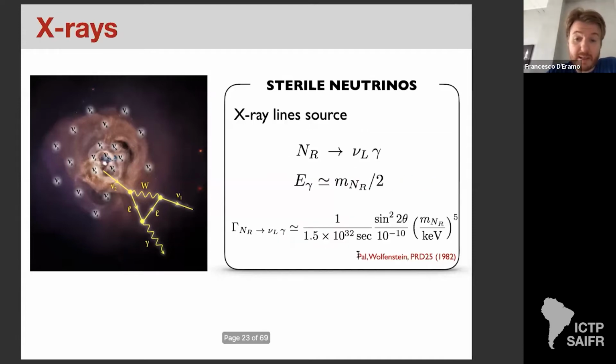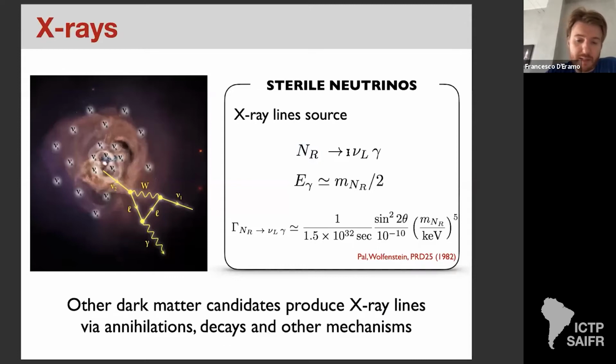What I want to say is that a smoking gun signature of this framework is a line in the X-ray, so around the keV range. And this is the lifetime you expect for the sterile neutrinos. The decay producing this line is the sterile neutrino going to an active neutrino plus a photon. And then the energy of the photon is, of course, half of the neutrino mass in the initial state, because we can neglect the mass of the active neutrino in the final state.